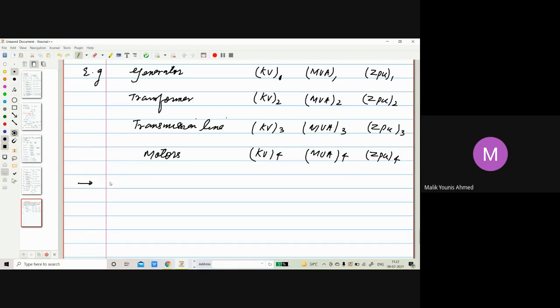So while I am changing the base, what will happen? The modification or the alteration will be done to the per unit value only, while there will be no effect on the real values. Okay, I will write that.